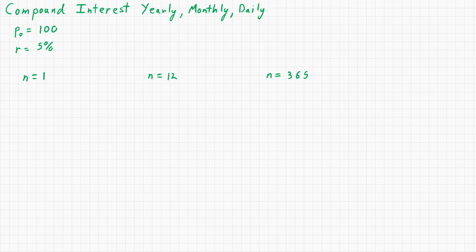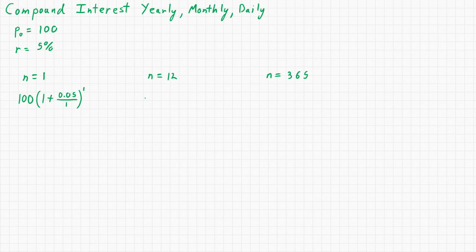So we'll go ahead and set up the formulas. So we have our P naught. We're going to start with 100 currency in the bank, 100 units of money, and we're going to have an interest rate of 5%. That's pretty good. And so for n equals 1, we're going to have 100 times 1 plus 0.05, and if I really want to follow the formula, it's over n to the nth power.